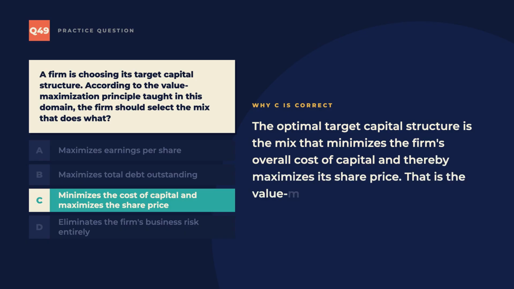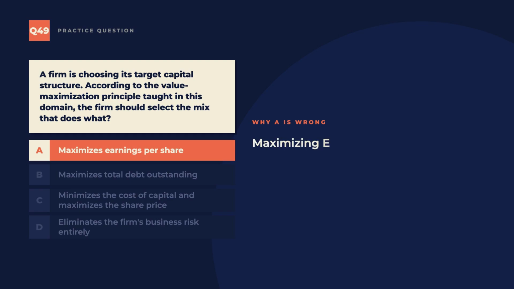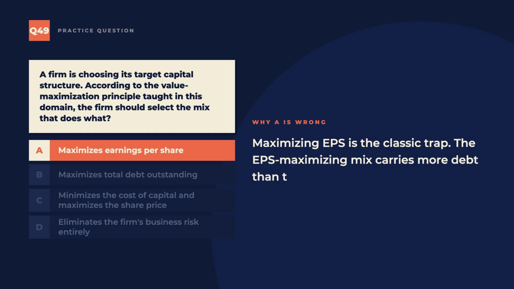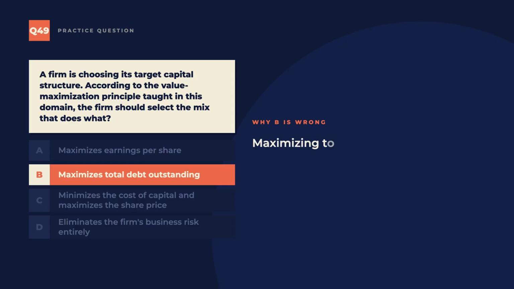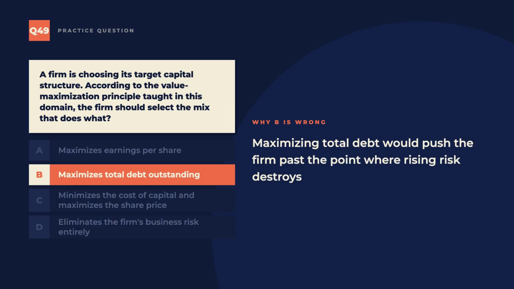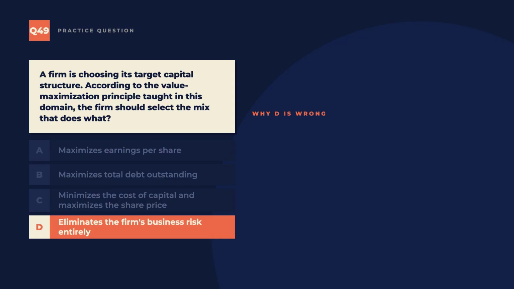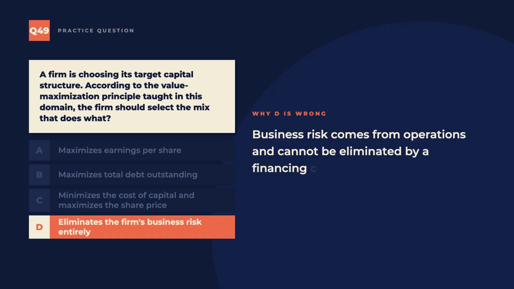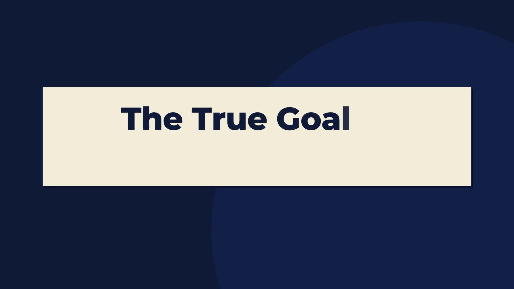That is the value maximization goal, distinct from maximizing EPS. A is wrong because maximizing EPS is the classic trap. The EPS maximizing mix carries more debt than the value maximizing mix and is not the goal. B is wrong because maximizing total debt would push the firm past the point where rising risk destroys value. More debt is not the objective, the right balance is. D is wrong because business risk comes from operations and cannot be eliminated by a financing choice. Capital structure policy targets value, not the removal of business risk.